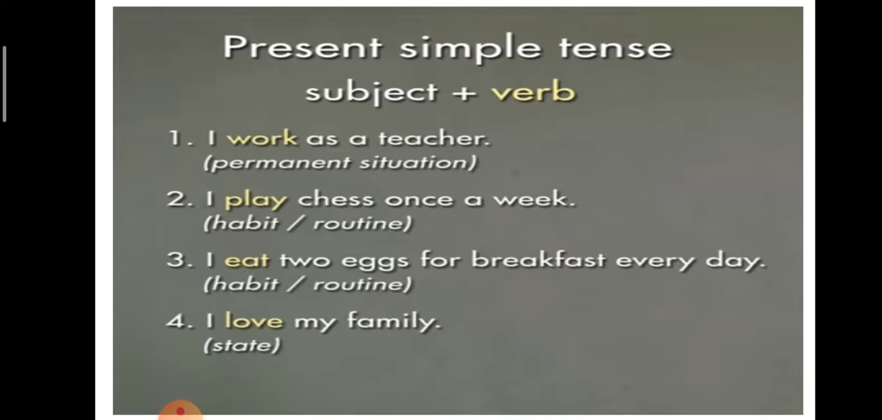Okay. Second sentence, I play chess once a week. So this denotes habit and routine. As I discussed in detail about habits and routines in the last class, this is just an example of it. I eat 2 eggs for breakfast every day. This is also a habit or a routine. I love my family. This is a statement. So these are simple present tense.